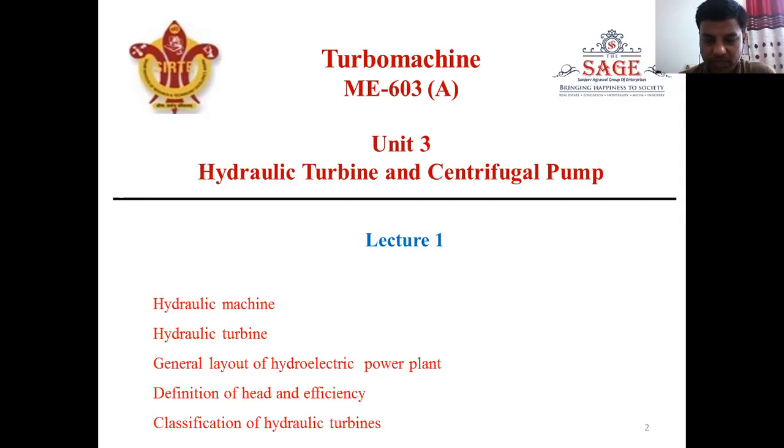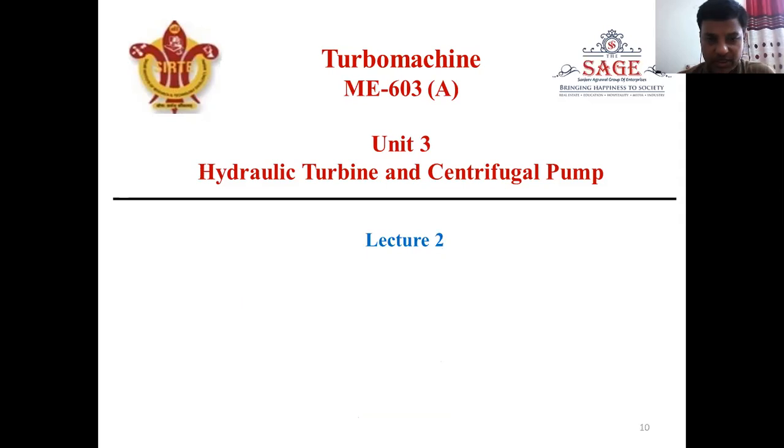After that, we have seen the classification of hydraulic turbine, how hydraulic turbine is classified on four distinct levels, the four basic criteria. On the basis of that, we have seen impulse turbine, reaction turbine, tangential flow turbine, radial flow turbine, axial flow turbine, and mixed flow turbine. We have seen high head, low head, medium head turbine. We have seen low specific speed, high specific speed, and medium specific speed turbine.